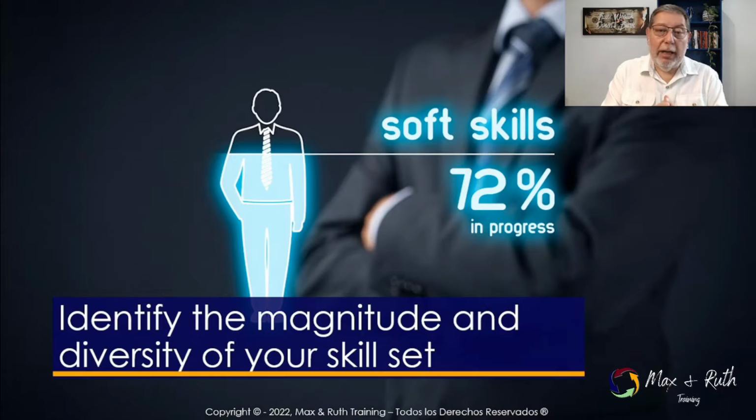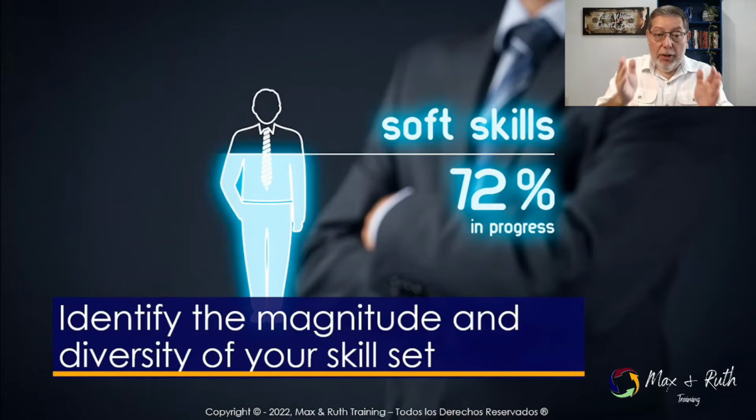The next tip is you have to be able to identify the magnitude and diversity of your skill set. And you have to be very, very honest, because you have to understand what are your strengths and what are your weaknesses or areas of opportunity where you can work to develop those areas where you need to. If you're not good at leadership or if you're not good at communication, you have to work on those skills in order to be a better instructor and in order to design and deliver life-changing courses for your participants.